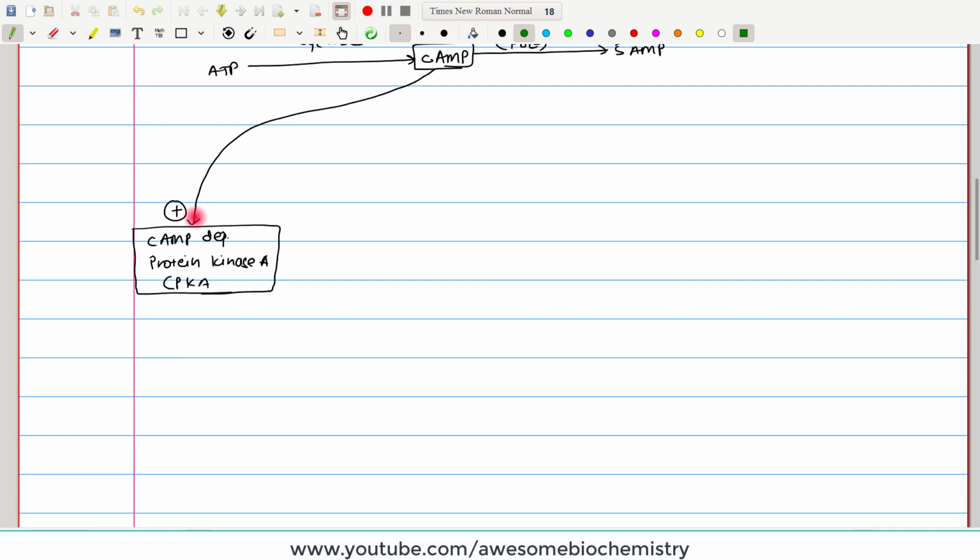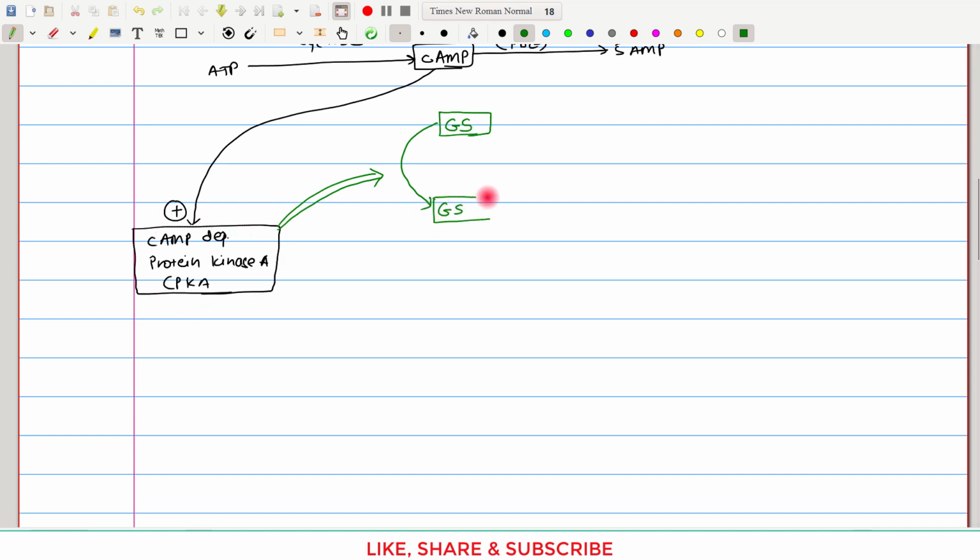What will this cyclic AMP dependent protein kinase A do? Cyclic AMP dependent protein kinase causes phosphorylation of glycogen synthase. So this is the glycogen synthase in its dephosphorylated state. It gets phosphorylated by the action of cyclic AMP dependent protein kinase to glycogen synthase in its phosphorylated form.